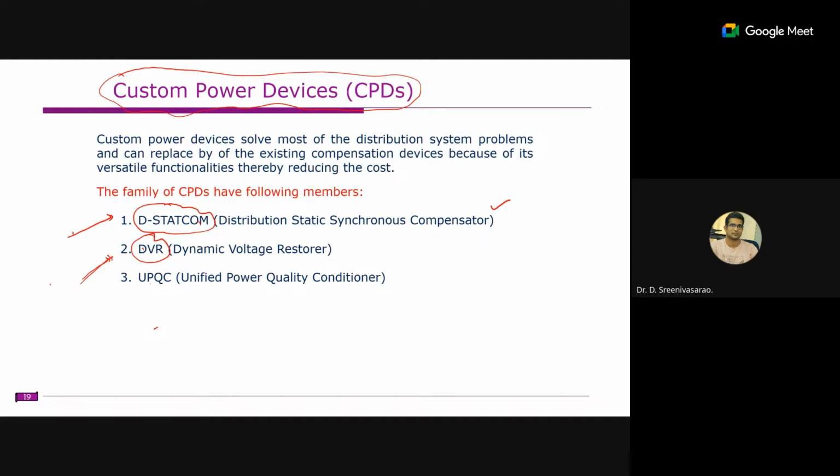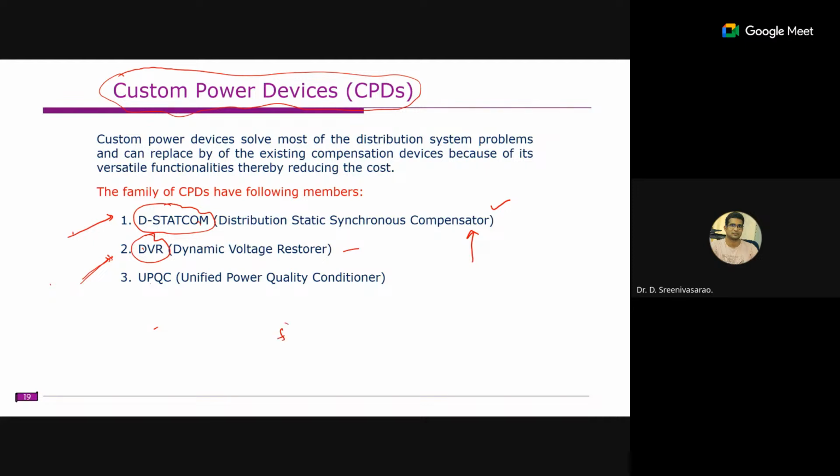Another thing is that voltage sags and voltage swells can also be compensated using this DStatCom by properly injecting reactive power. By injecting reactive power, we can also control the voltage magnitudes.